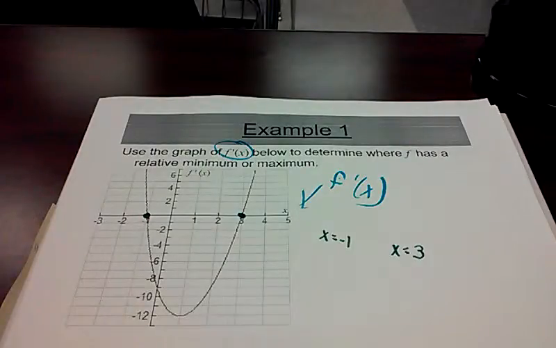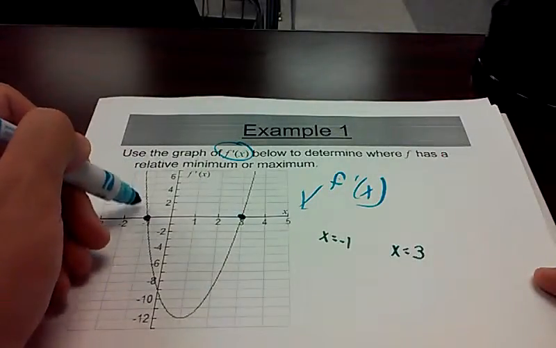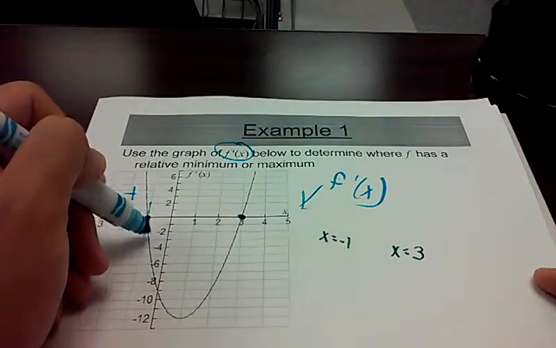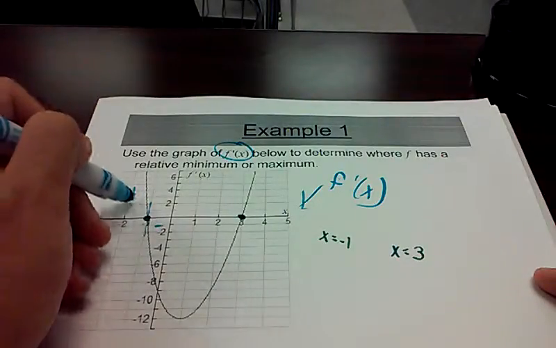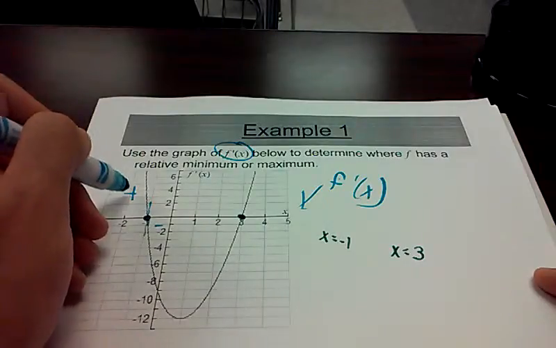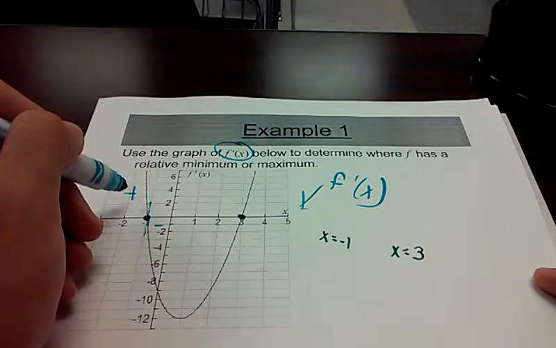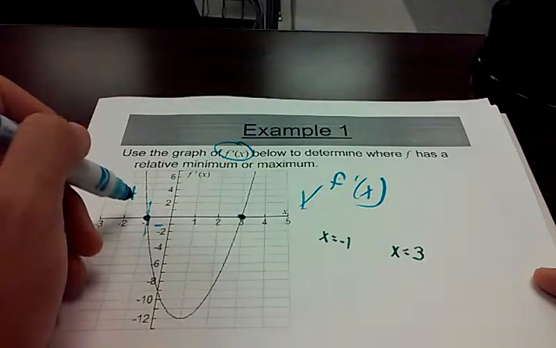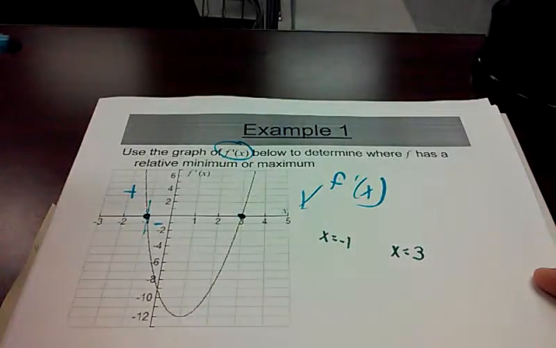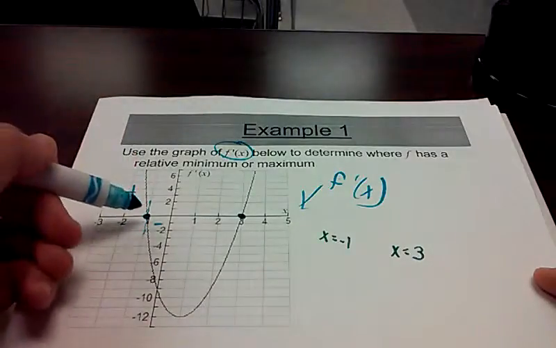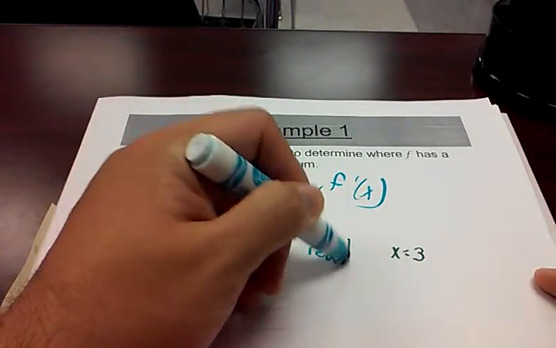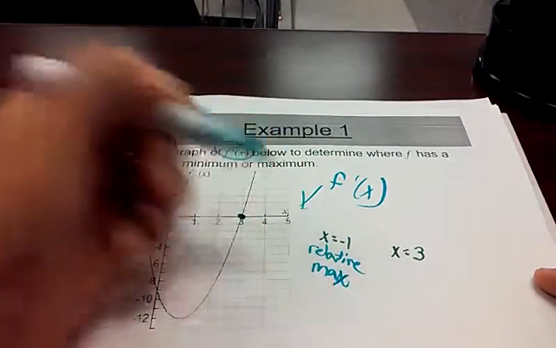Now, if you notice, the derivative on the left-hand side of -1 is positive. The derivative on the right-hand side of -1 is negative. Look at that. There was a sign change. So the derivative is positive, then it's negative. The rule is that when the derivative is positive and then negative, that means that that is a relative max. So that means that x is equal to -1 is a relative max.